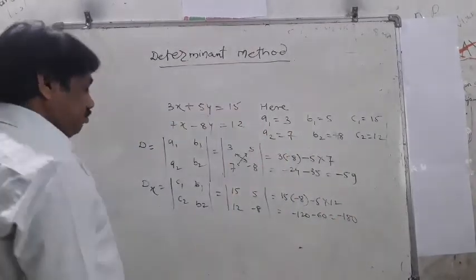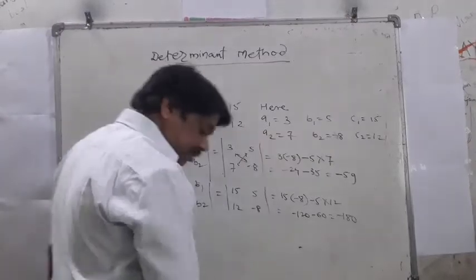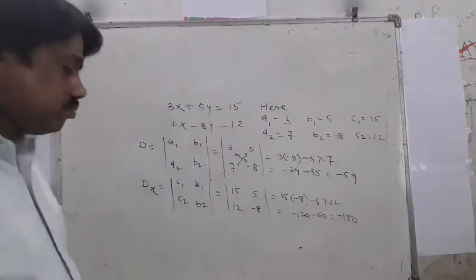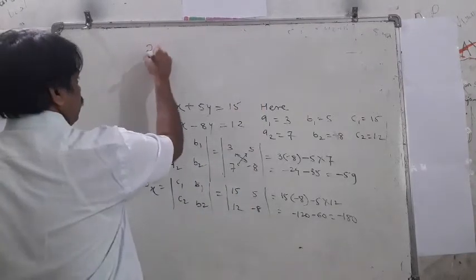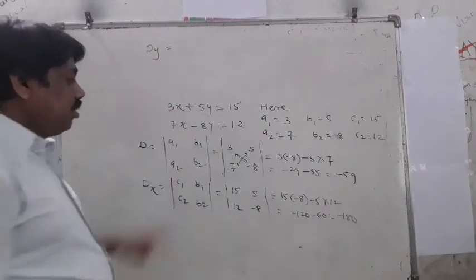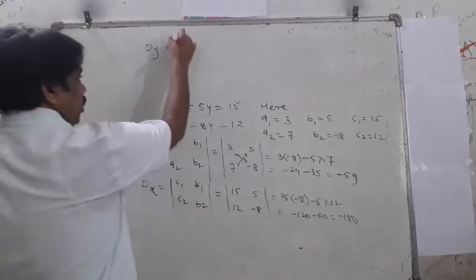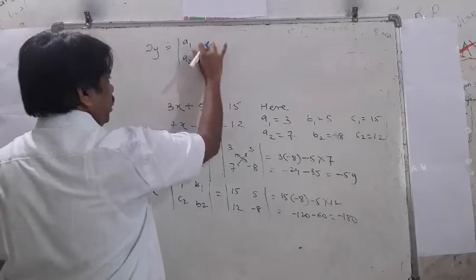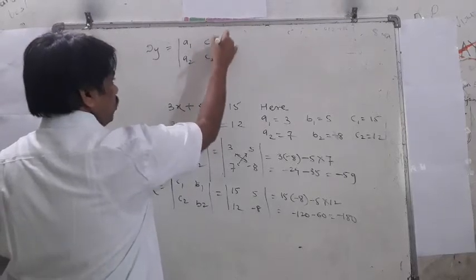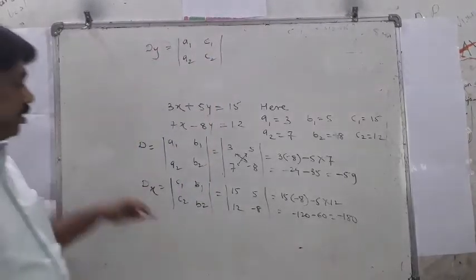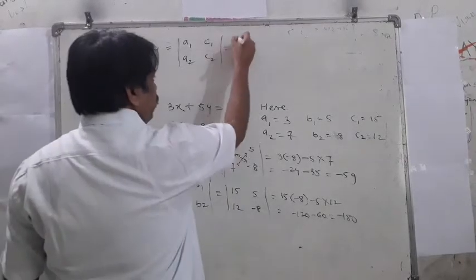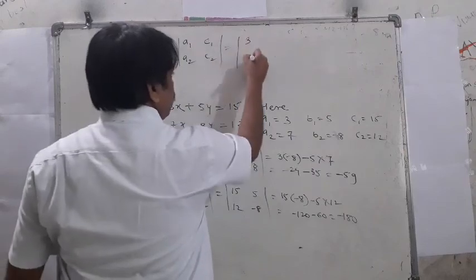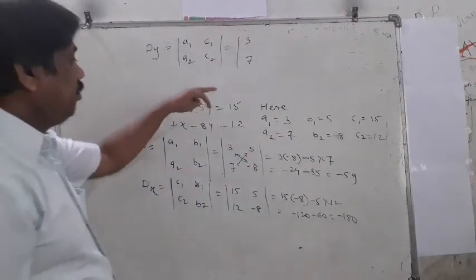And finally, what is Dy? As we learned, Dy is equal to a1, a2 and c1, c2. The values of a1, a2 are 3, 7, and c1, c2 are 15 and 12.